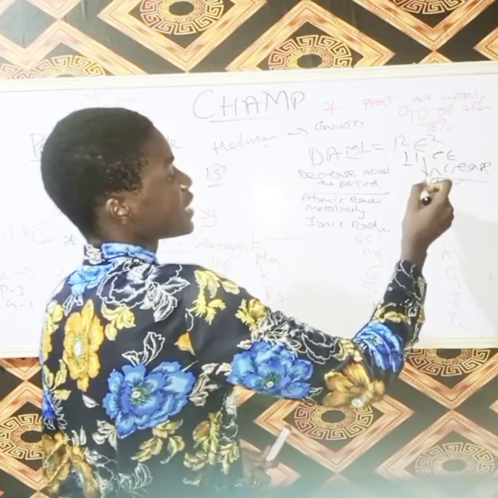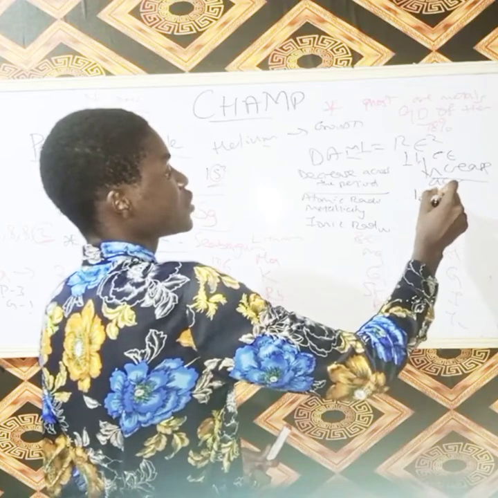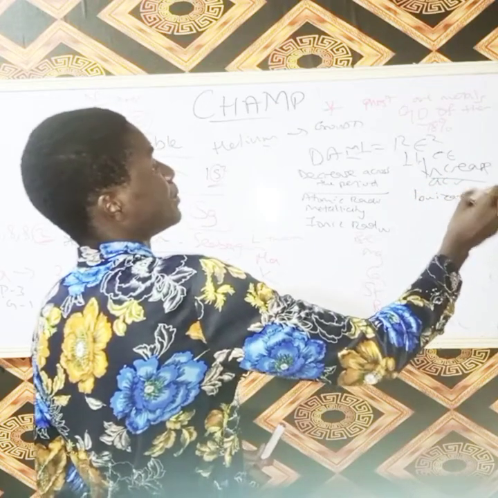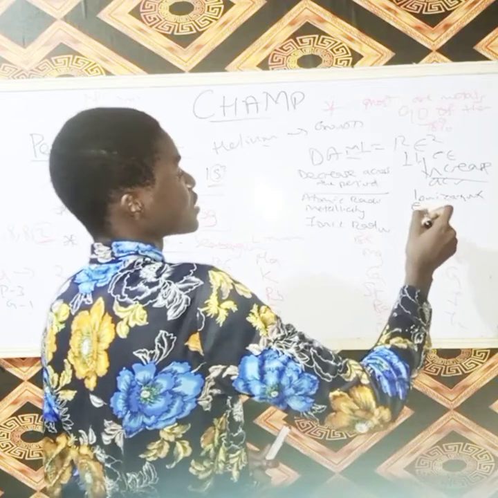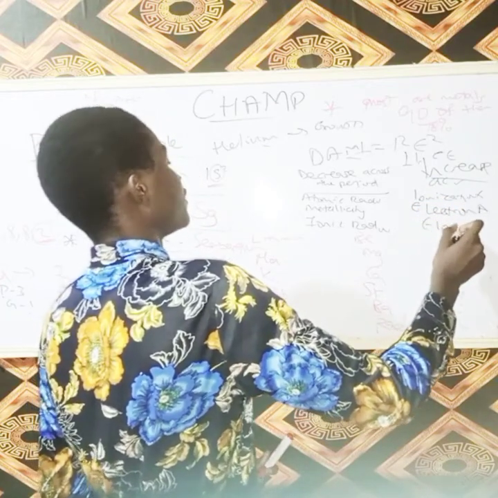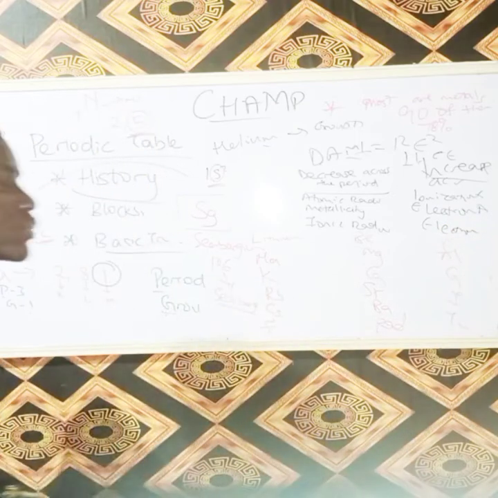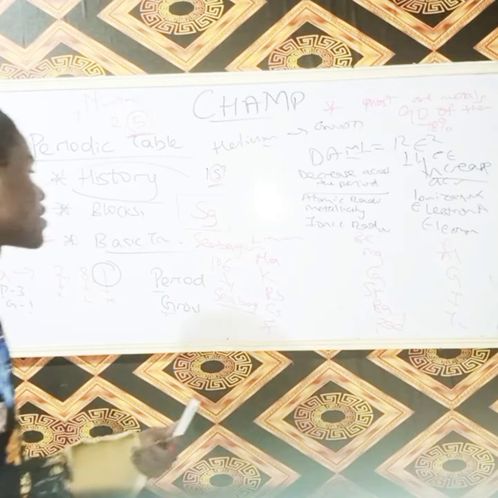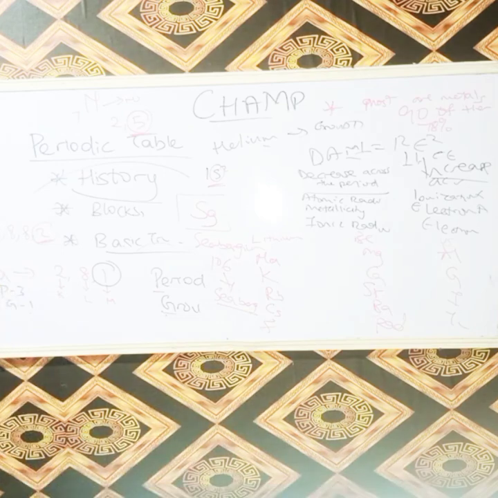So this is the first I, increase. The next I is what? Ionization energy. The next E is what? Electron affinity. Then we have what? Electronegativity. So that's just the basic things to be more explicitly covered.